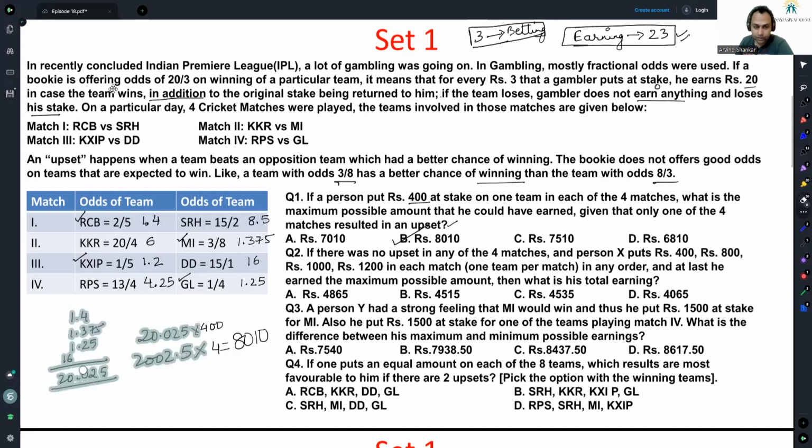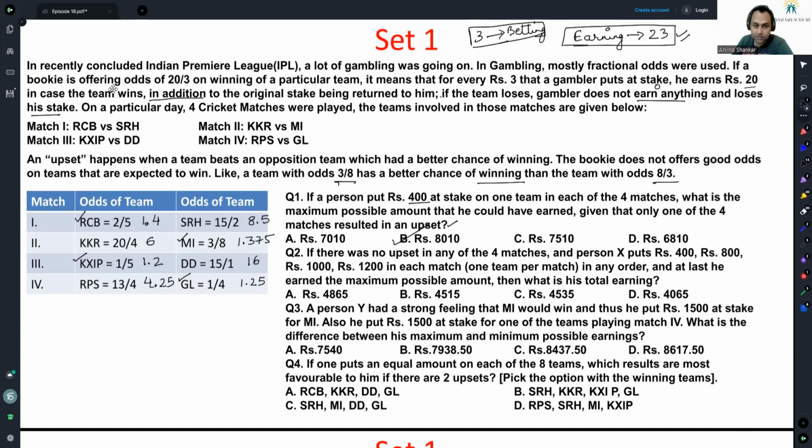Wonderful. See, the majority of this question is actually built around you getting to these numbers. Once you get to these numbers, this is the return that you're getting for every rupee that you staked. Everything else will flow smoothly.